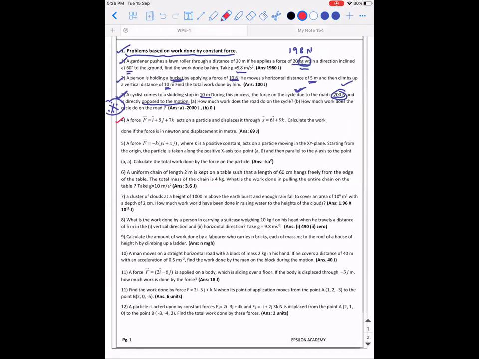Fourth one. A force of i cap plus 5j cap plus 7k cap acts on a particle and displaces it through a distance of 6i cap plus 9k cap. Calculate the work done if the force is in Newton and displacement is in meter. So it's very simple. Work done is equal to F vector dot S vector. Do it fast and tell me. You can directly do it in one step.